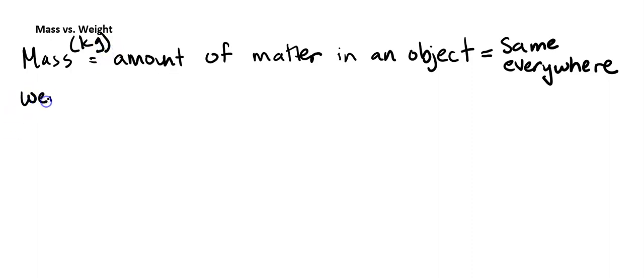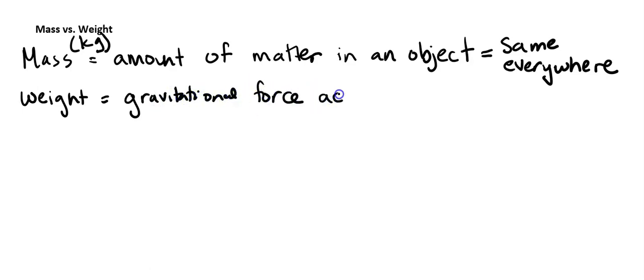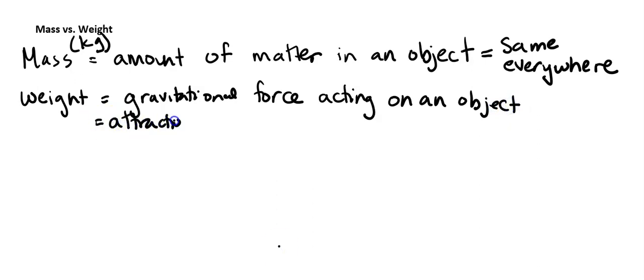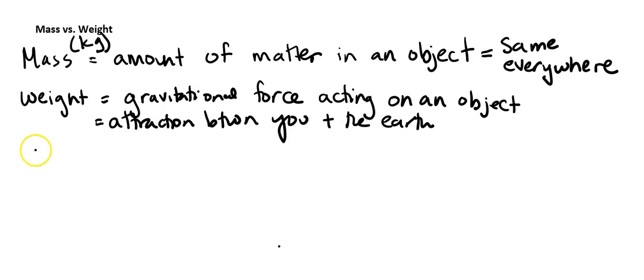While your weight, that is just by definition your gravitational attraction to the Earth. So this is the gravitational force acting on an object. And it is just your attraction between you and the Earth. So it basically tells you how attracted you are to the Earth. So let's go ahead and go through some examples.